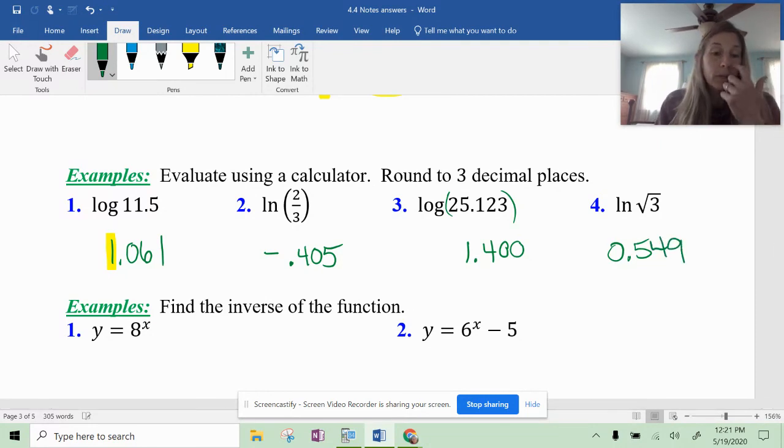Okay, so that's pretty much it. As far as finding the inverses and the graphing, we're going to do that in the next lesson. I want you to get some practice with just working with these logs first, because it is a new topic and it can be a little tricky at first.